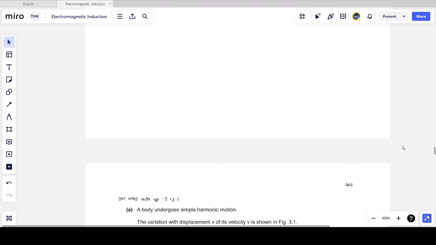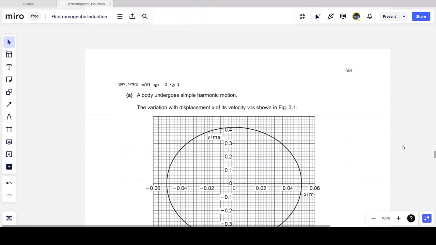So a very interesting question, and you can see that the questions vary quite significantly, but the ideas remain the same. The idea to understand induction and Lenz's law is very important. The next question is number 297, and again, this is 9702. This is from the March exam of 2020. It's question paper 4, variant 2, and it's question number 3.